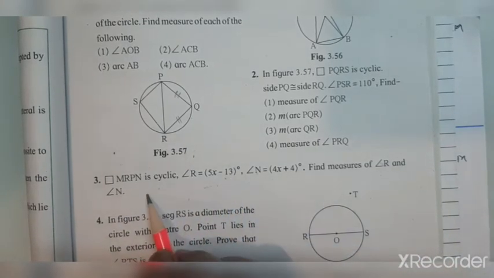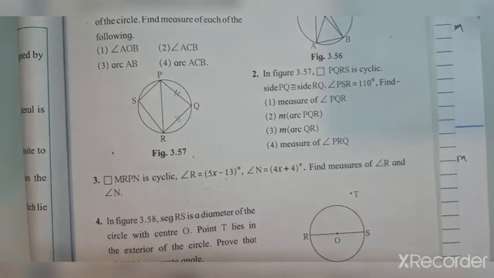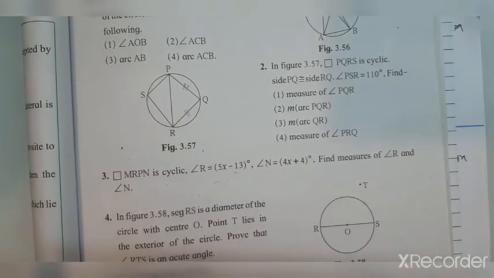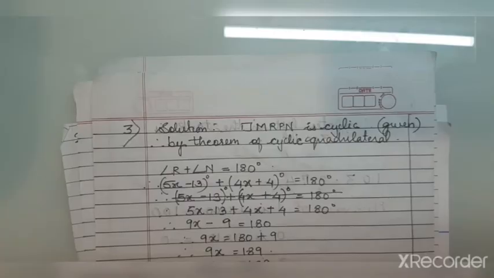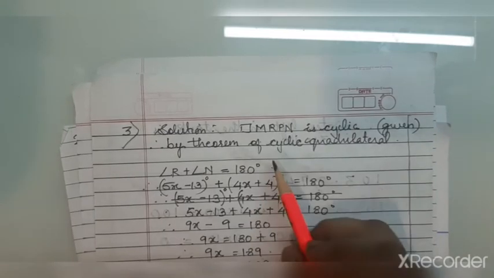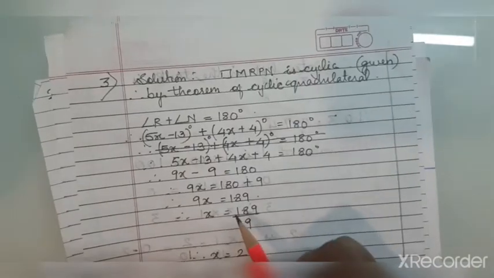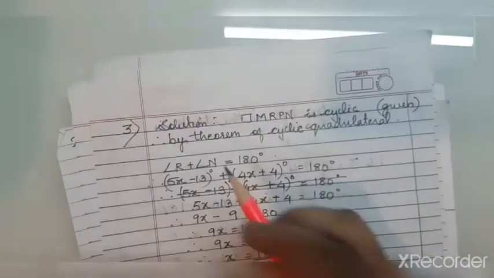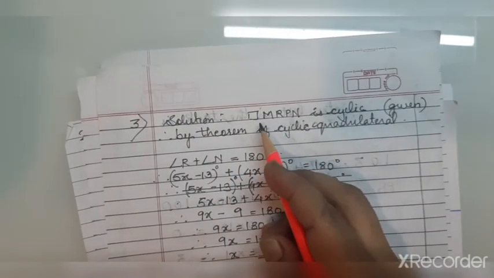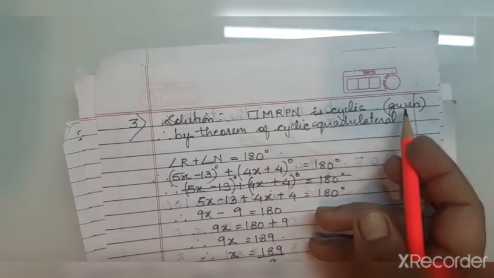Okay. So, it's very simple. We just have to use the theorem of cyclic quadrilateral. Here you don't need the figure, because we just have to find R and N, which is given in the form of x. We have to just find the answer. So, write just that the quadrilateral is cyclic, which is given.